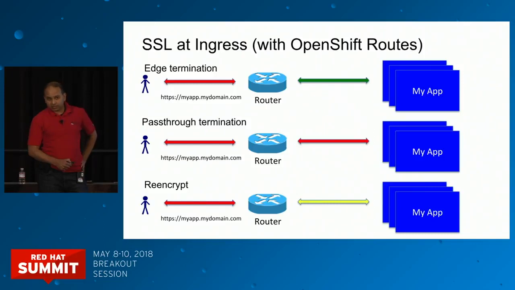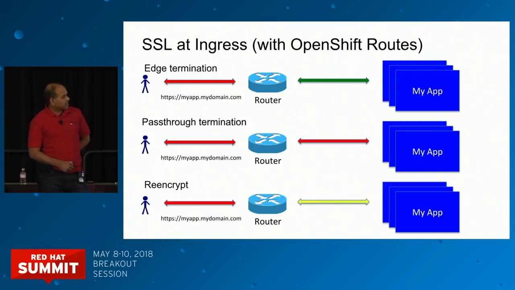That is one option. The other option is you can use pass-through termination on your route, which means that router will not try to decrypt the traffic. It will just pass the traffic all the way to your application. The implication of this is that your application container needs to know how to handle SSL decryption. So your certificates need to be configured at your application level.